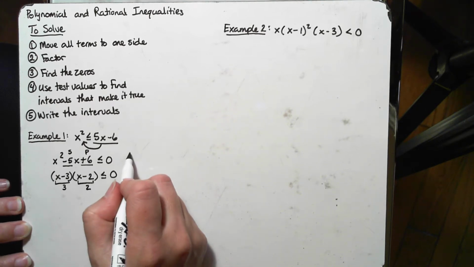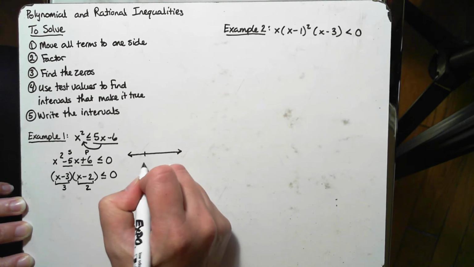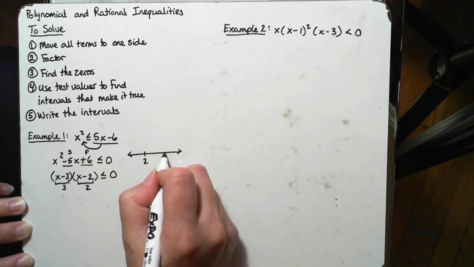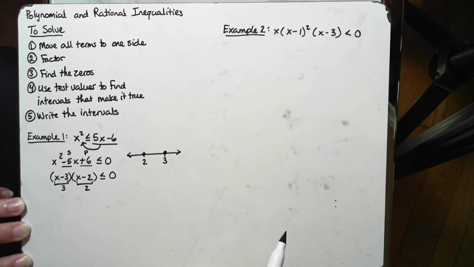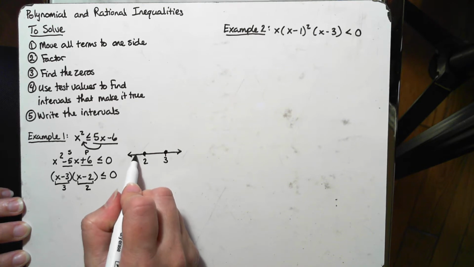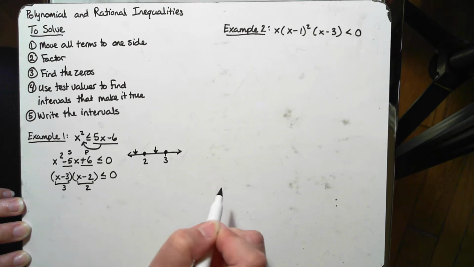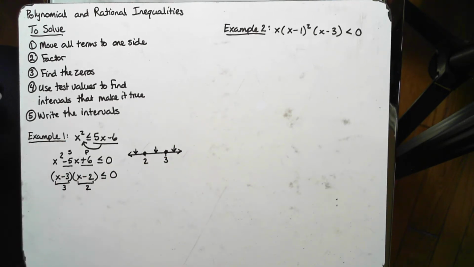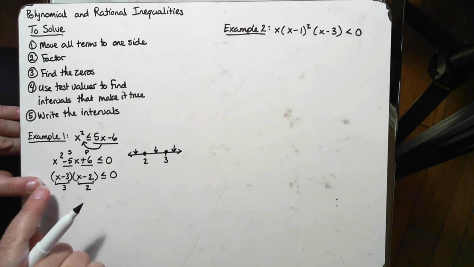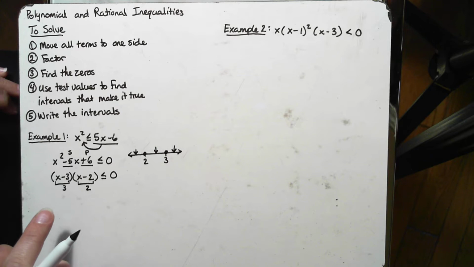I'm going to write a little number line on the side here so I can keep track of what I'm checking. So 2 was one of those important points and 3 was another one. Now I'm going to pick a value that's less than 2, a value in between 2 and 3, and a value that's more than 3. I'm going to put those values into my original inequality. You could put them into one of these other inequalities and that would work, but I just decided to use the original.